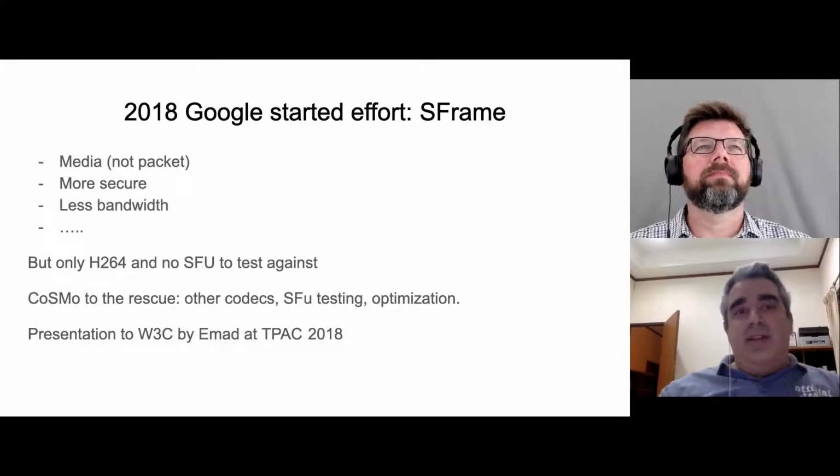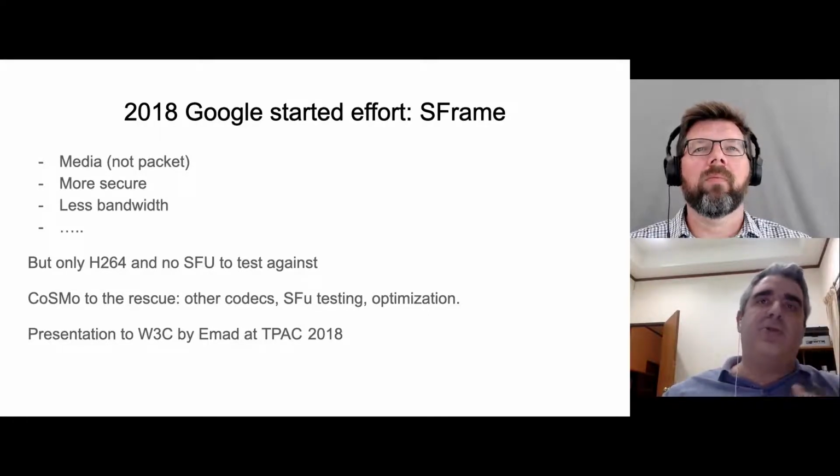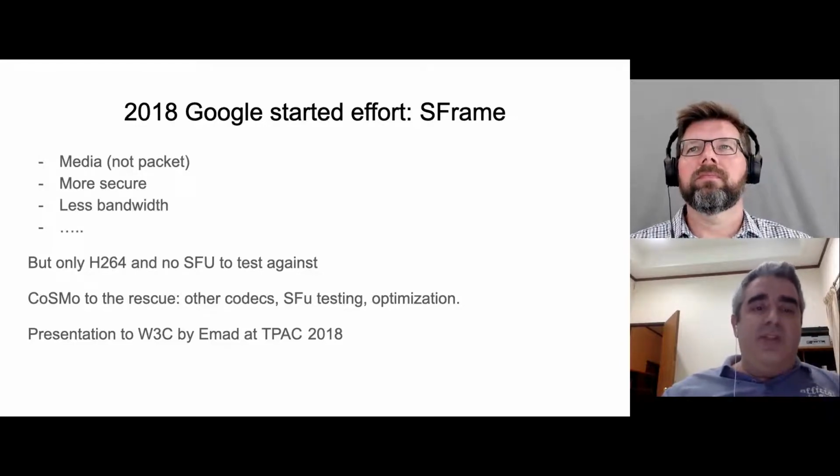Then in 2018, Google started an effort. Say, okay, we need double encryption. PERC is not going to do it. We would like to do it in a way that is more secure, use less bandwidth, and also not specific to RTP. And so they start doing work on this, their encryption and security team, but limited to H.264.